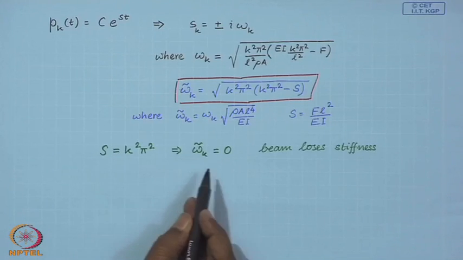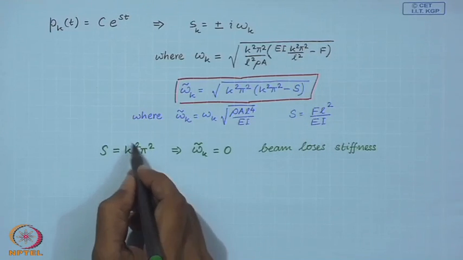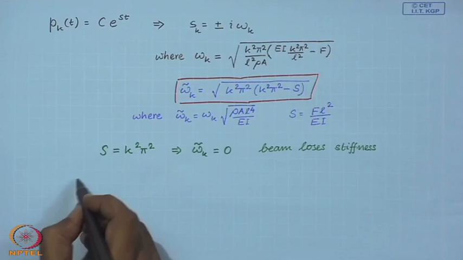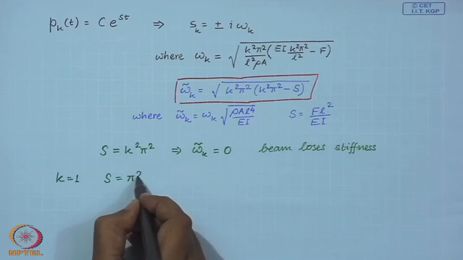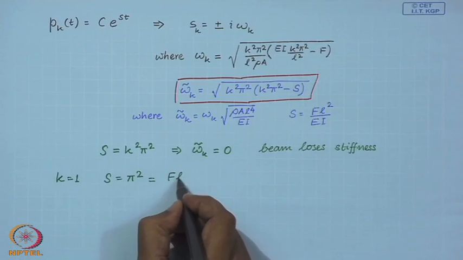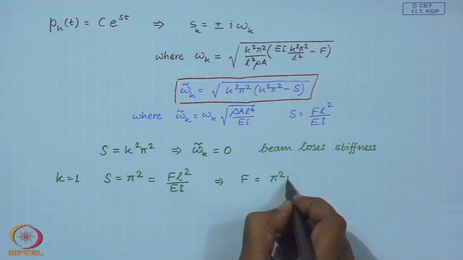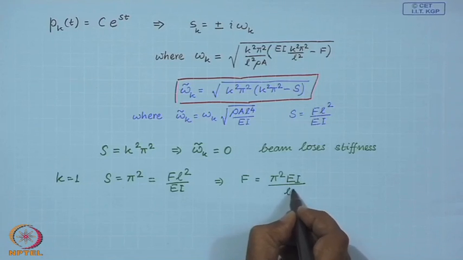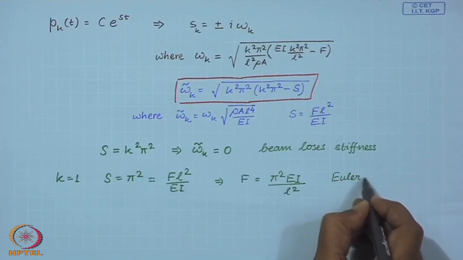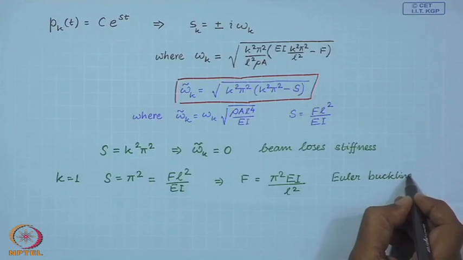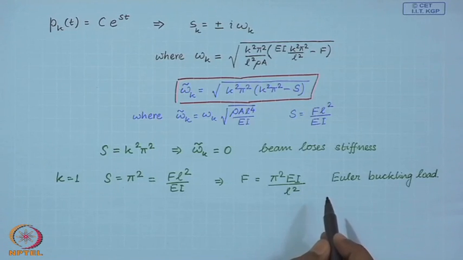Now, if you substitute here for the lowest mode, when k is 1, then S is pi square, and from here we know that it is F L square over E I. This expression we know as the Euler buckling load. So, this is the Euler buckling load.